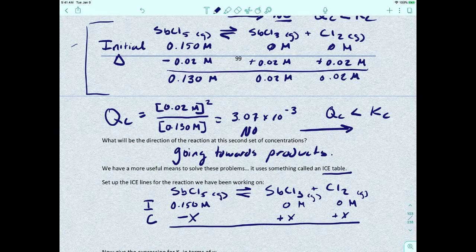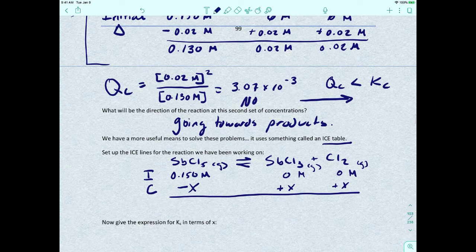And so for E, which is equilibrium, we have expressions. For SbCl5, it's going to be 0.150 minus x, and that's going to be the concentration at equilibrium. We know that the concentration of SbCl3 at equilibrium has got to be x, and the concentration of Cl2 also has to go up by x. And so our job now is to solve for x.